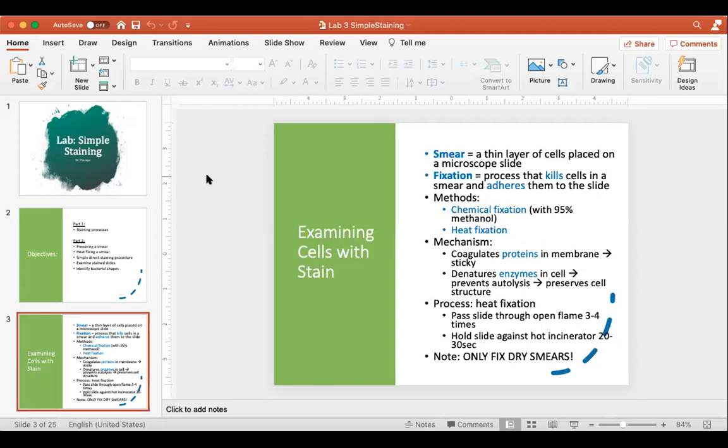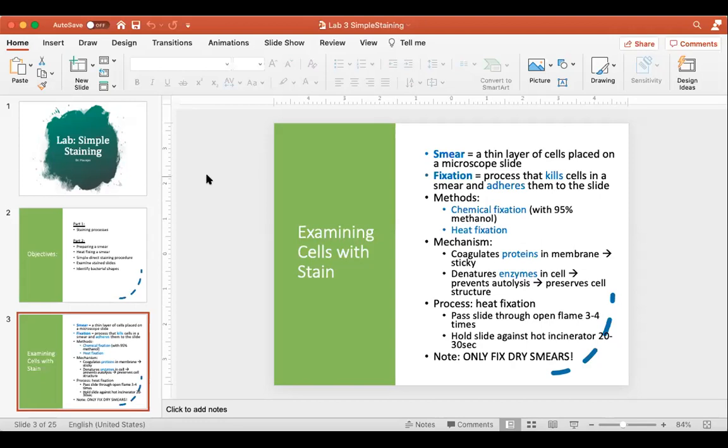Now, it has to be methanol. And while there are lots and lots of alcohols that we use in the laboratory, methanol is one that's very toxic. So you have to be careful when you handle methanol. Of course, you want to have your gloves on as usual. But a 95% solution of methanol can just be placed onto the slide with a dropper and let to sit for a minute or two. And that is going to fix the cells to the slide.